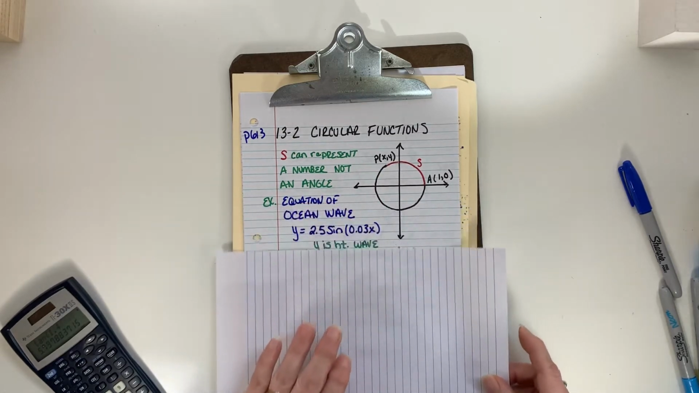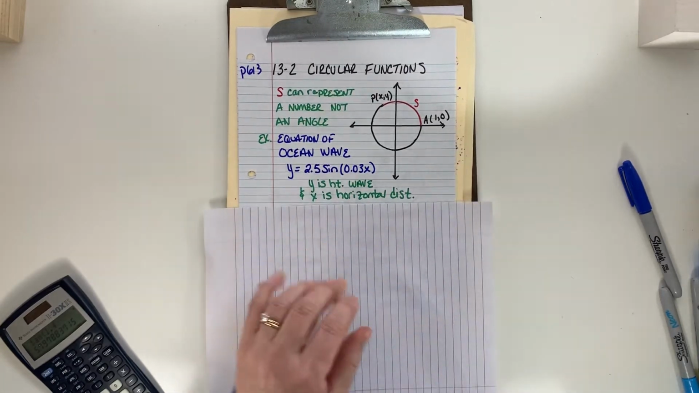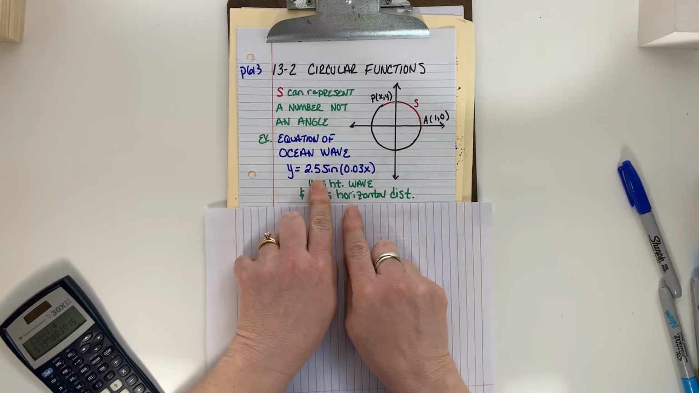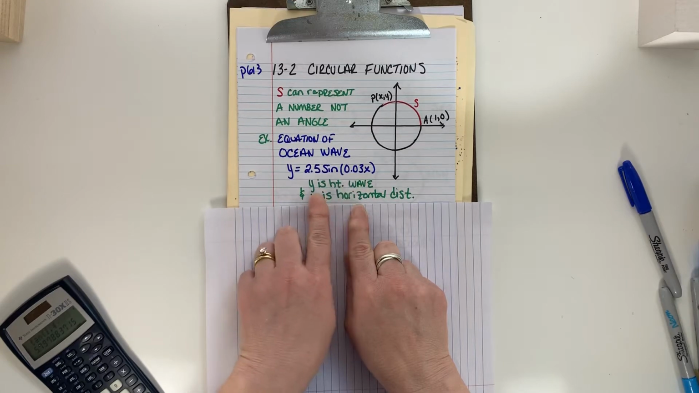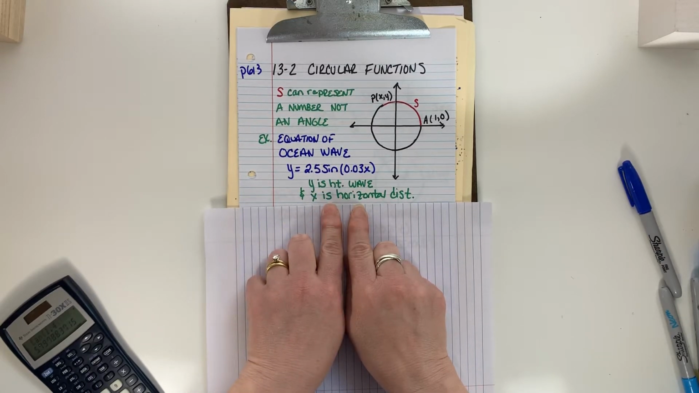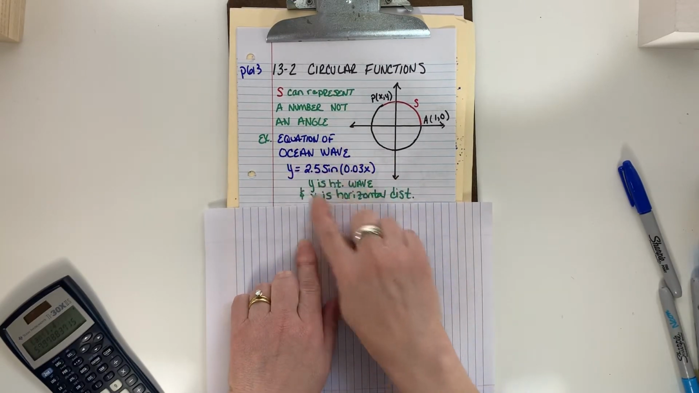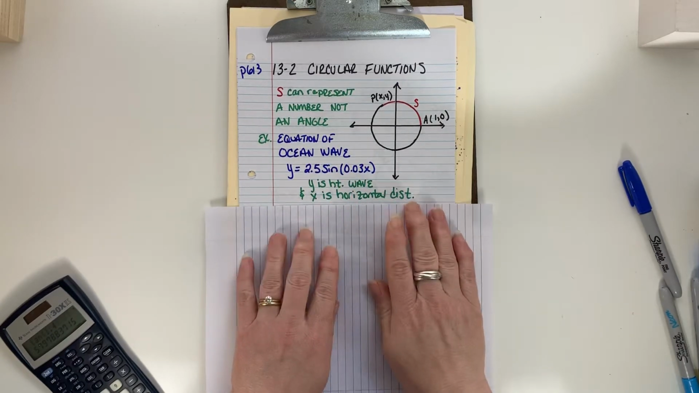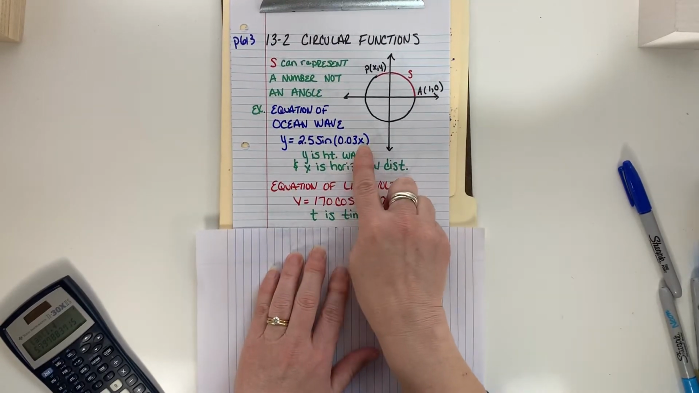The reason that we're doing this is because sometimes you can have an equation, like the equation of a wave where y is equal to 2.5 sine of 0.03x, where y is the height of the wave and x is the horizontal distance of the wave. This equation describes an ocean wave, and it follows this equation, where there's no theta involved here.